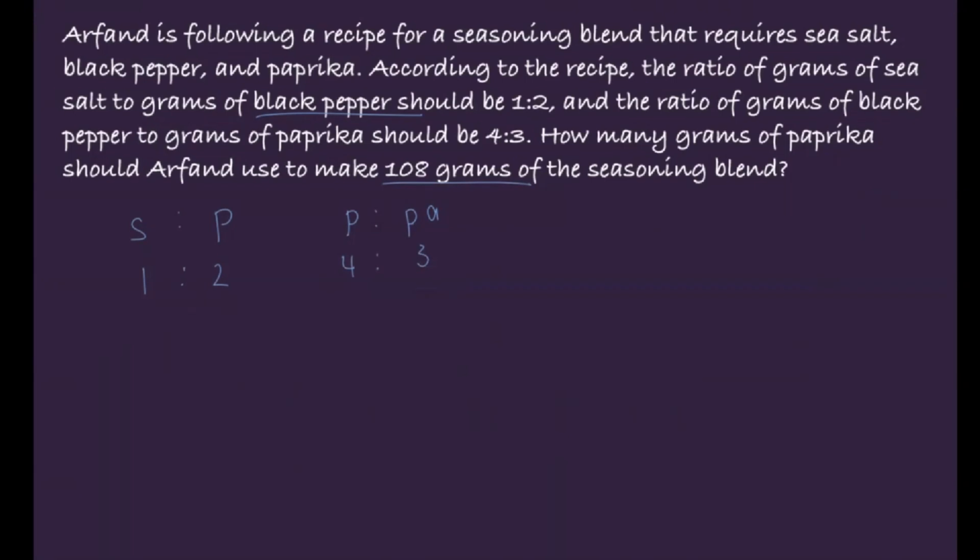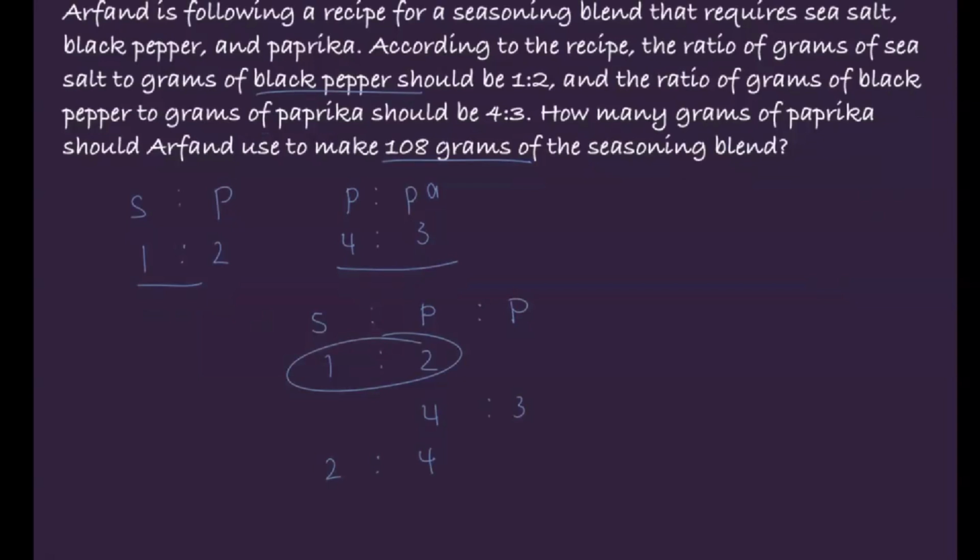So first, what I like to do is to put all of these on a common base. So S to P to PA, we have 1:2 and 4:3. How should we make it so that they are at a common base? We can multiply the first ratio by 2, where we can get 2:4. So the ratio between salt and pepper would be 2:4, and pepper to PA is 4:3. So this will be our common ground.